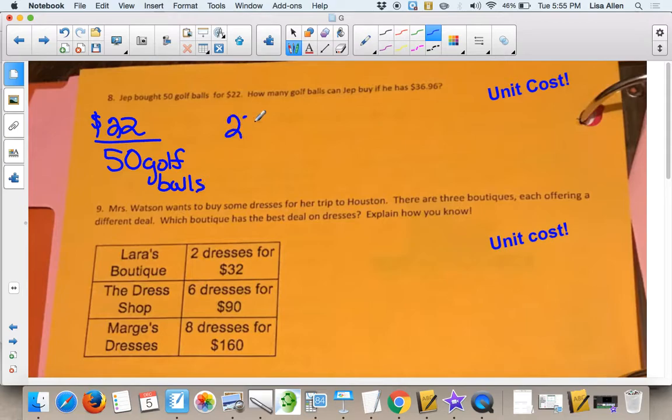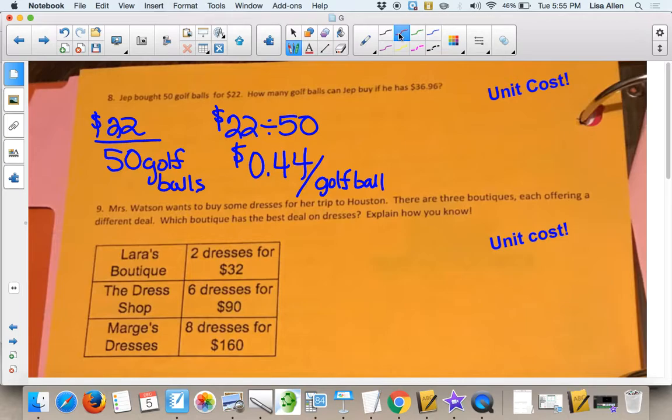So you're looking at 22 divided by 50, okay? $22 divided by 50, and we get, I know this is taking a little bit longer than I wanted to, I should have written this down. We get 0.44, so it's 44 cents per golf ball. Okay, I'm putting some labels on it so you can see. So this is an important value, so 44 cents per golf ball.